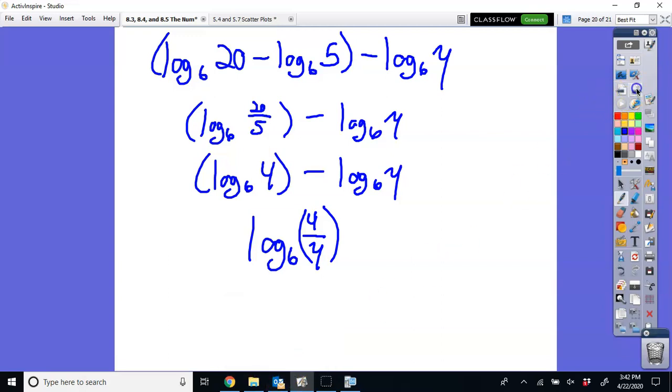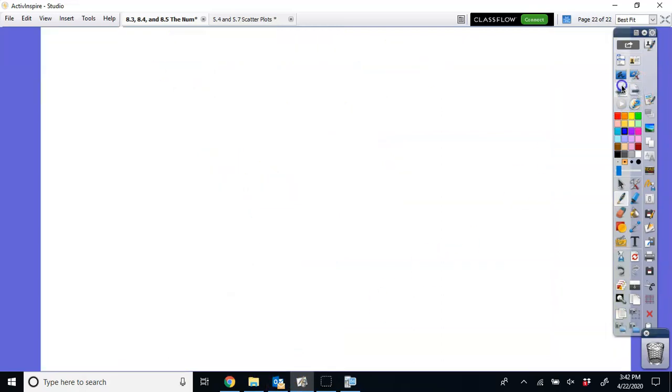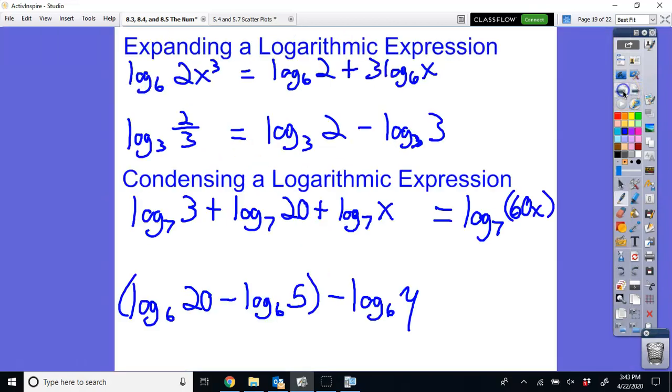So that is basically our lesson for today, expanding and condensing a logarithm. Like I said, your textbook will tell you to write it as a single expression instead of condense. It won't use the word condense. I just want you to be prepared for that.